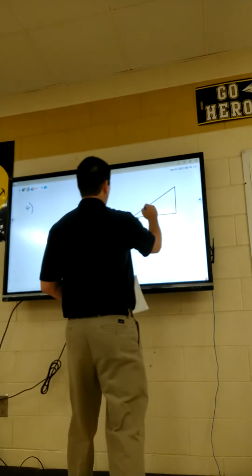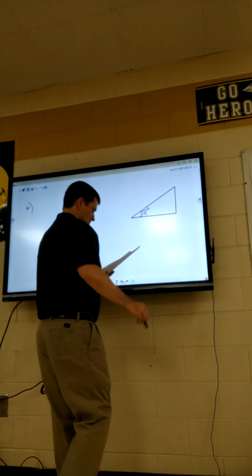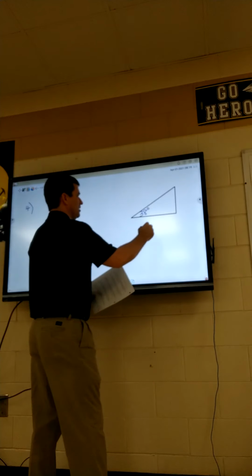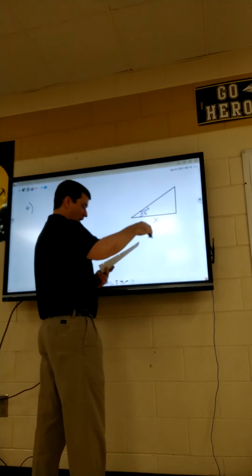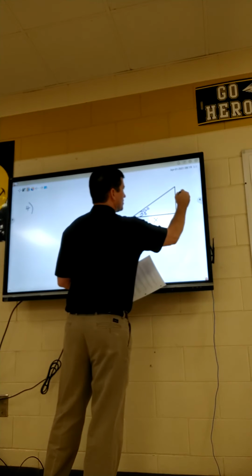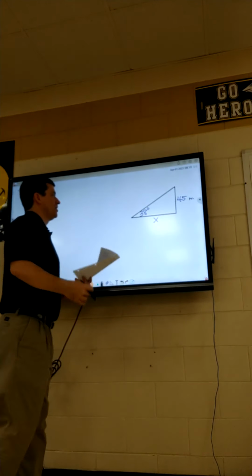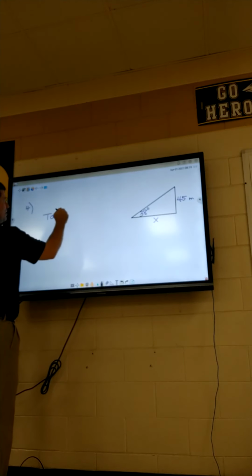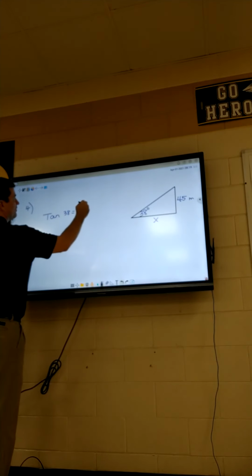Angle of elevation is always this angle on the bottom. Find the length of the shadow. Where's the shadow again? It's on the bottom, on the ground, cast by a building that's 45 meters tall. So 45 meters goes there. Again we have opposite and adjacent, so again we use tangent. Tan 38 equals 45 over x.